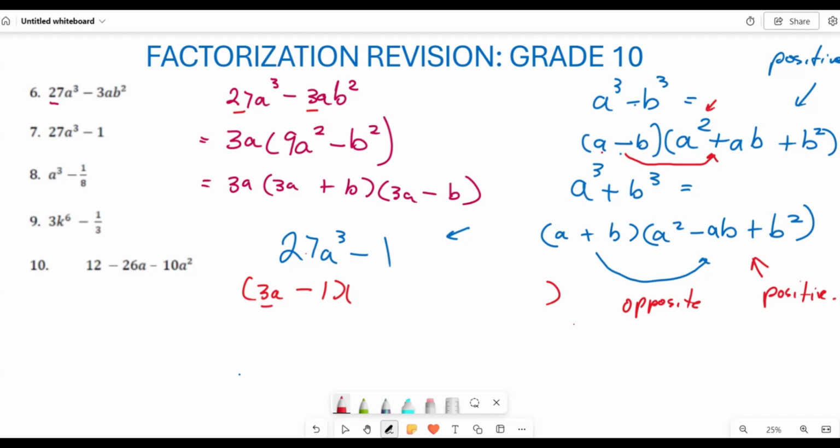So which means my a is 3a, right? So this is the same as 3a squared. And what is going to be my 3a squared? This is the same as 9a squared. Can you see that, right? So here it's going to be 9a squared.